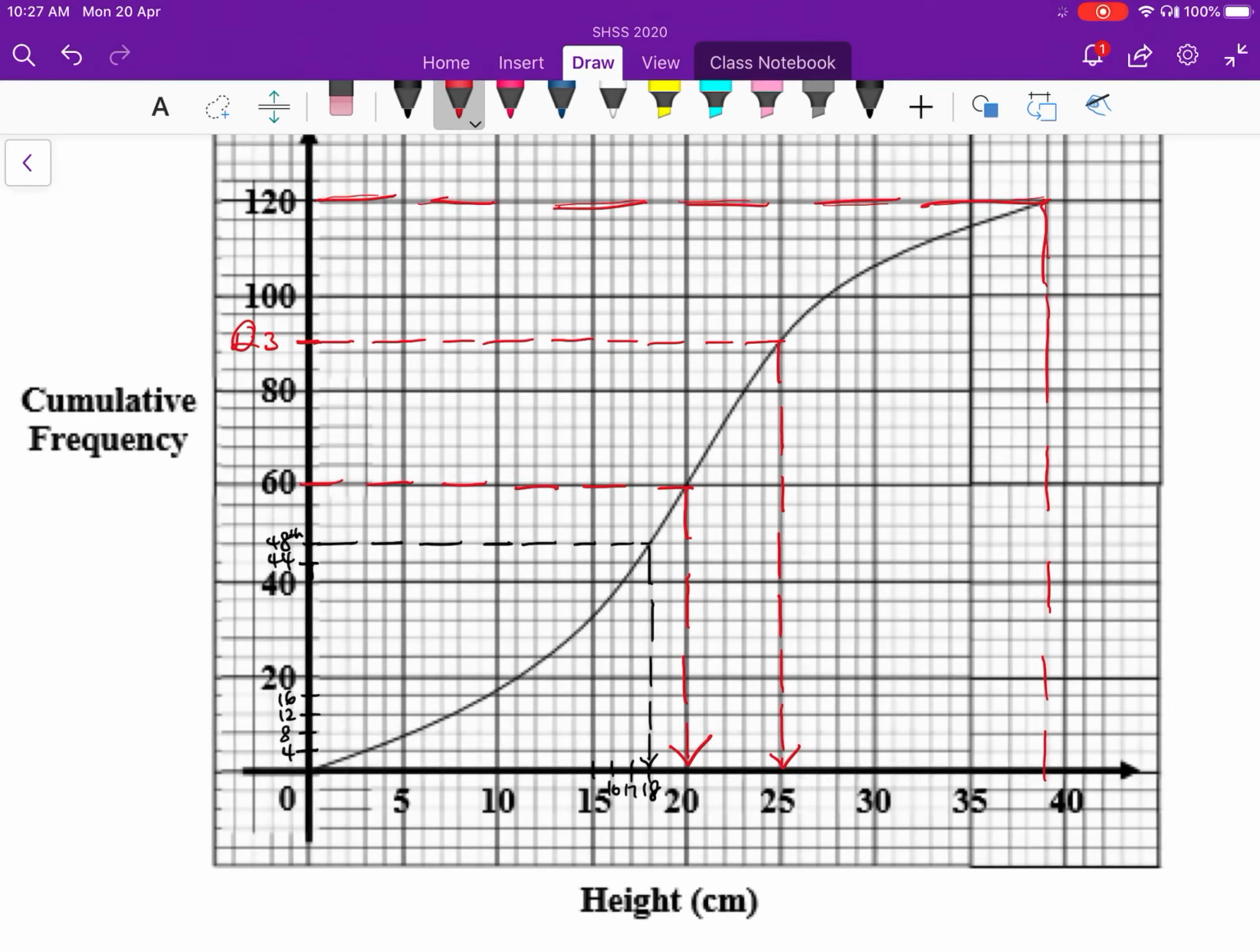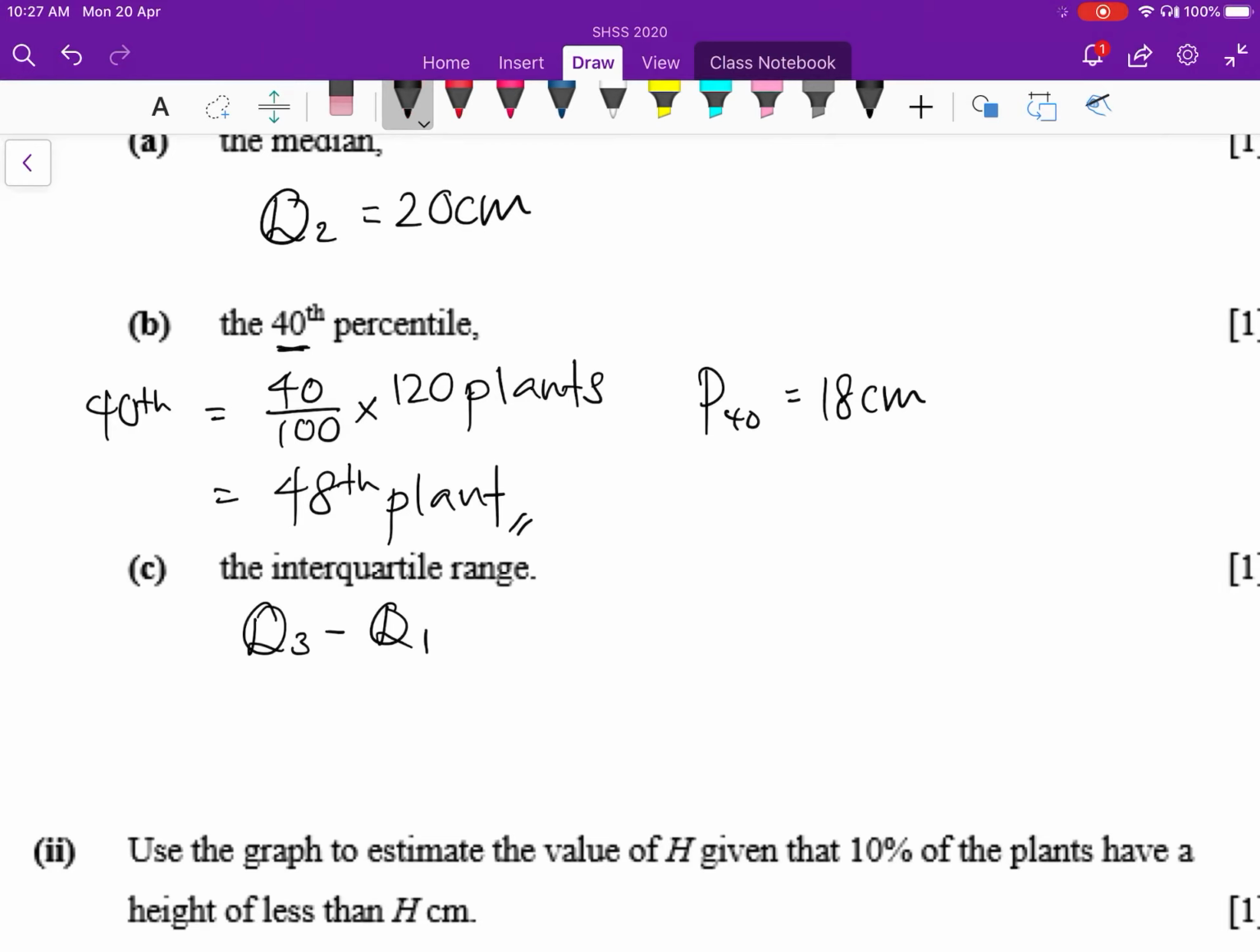Between 0 and 60 will be 30, and 30 will be here. This will show you your lower quartile, Q1. Half a box counts. This end result is also half a box, which gives you 14.5. So the upper quartile is 25, the lower quartile is 14.5. If you press your calculator, you will get 10.5 cm. That is the interquartile range.